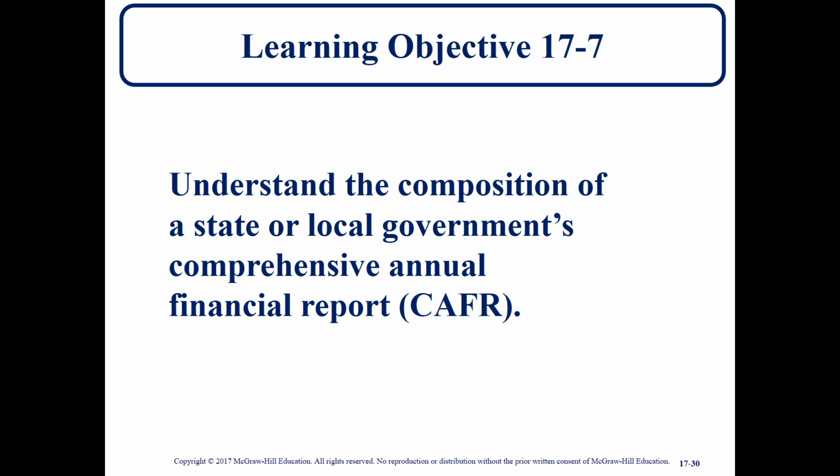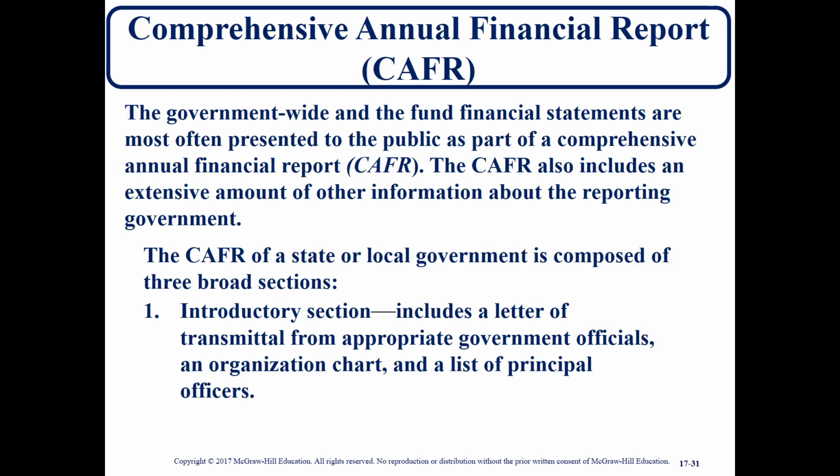The 7th learning objective, understanding the composition of the state and local government's comprehensive annual financial report. Very similar, guys, to maybe a 10-K that we would see in the public environment for a publicly traded company. The government-wide and the fund financial statements are most often presented to the public, both of those documents, as part of the comprehensive annual financial report. In addition, though, the CAFR is comprised of several different sections. The first one is the introductory section, which includes a letter of transmittal from appropriate government officials, an organization chart, and a list of principal officers.